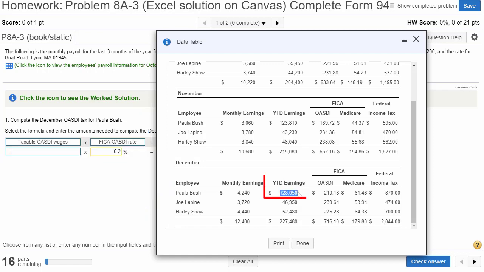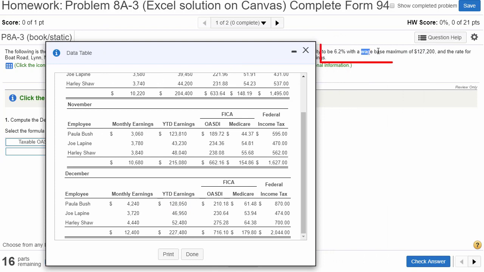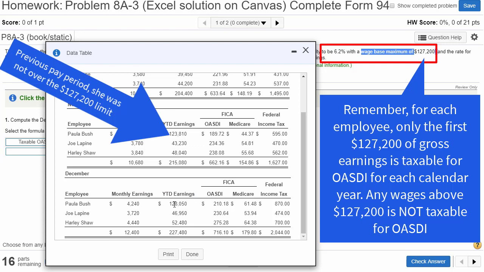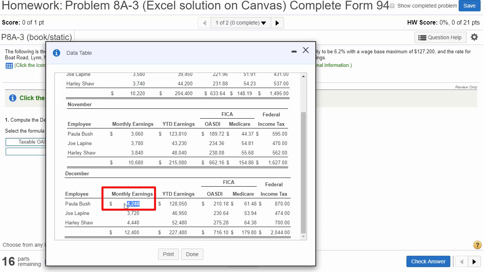So we look here, 128,050 is above the wage base maximum of 127,200. So in this pay period, we know she is over. So we should double check the previous pay period to see if she was over in that pay period too, because if she was over in the previous pay period, then nothing is taxable. So we look back here, back in November, she was under the wage base. So now we have to calculate how much of this pay period's wages for Paula is over.